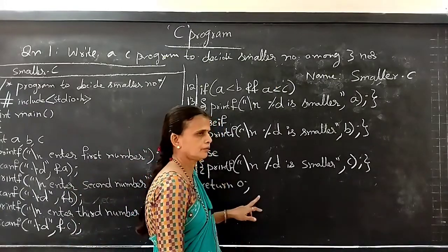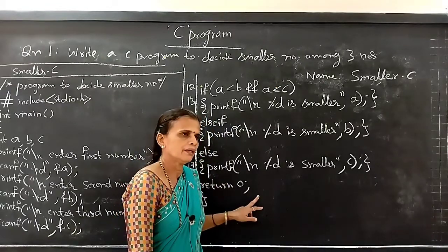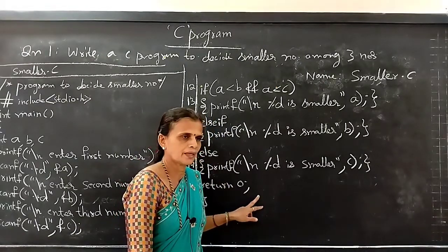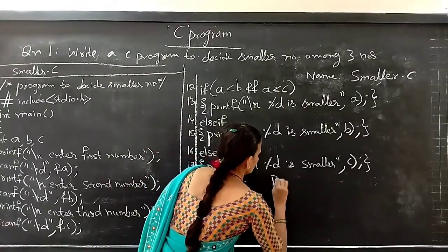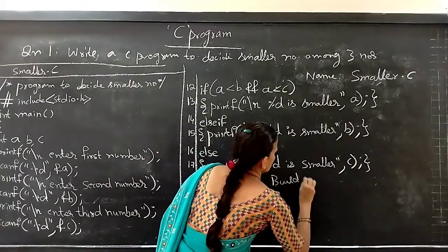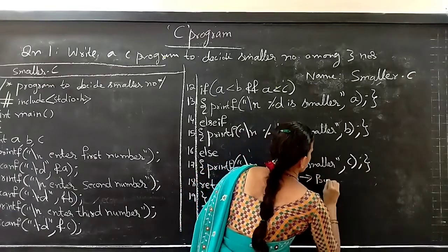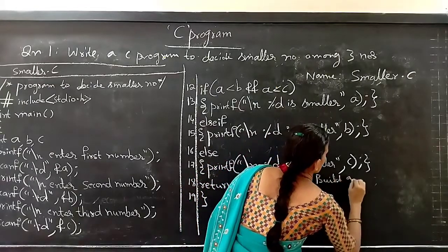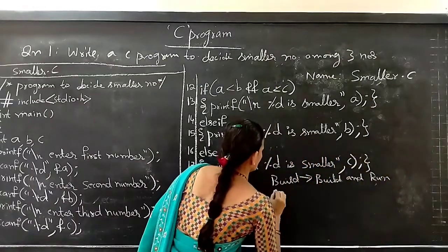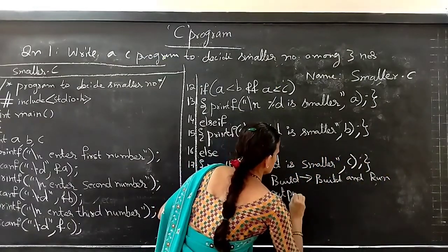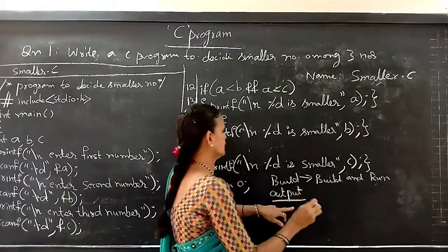Now we have finished writing the program and you know that in order to get the answer we have to go to build and select the build and run option. Build and run option in order to see your answer. So output or answer you will get like this.